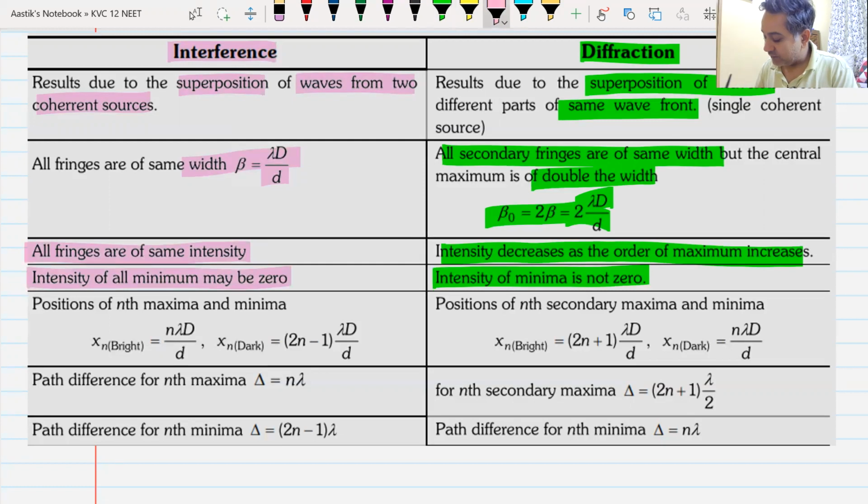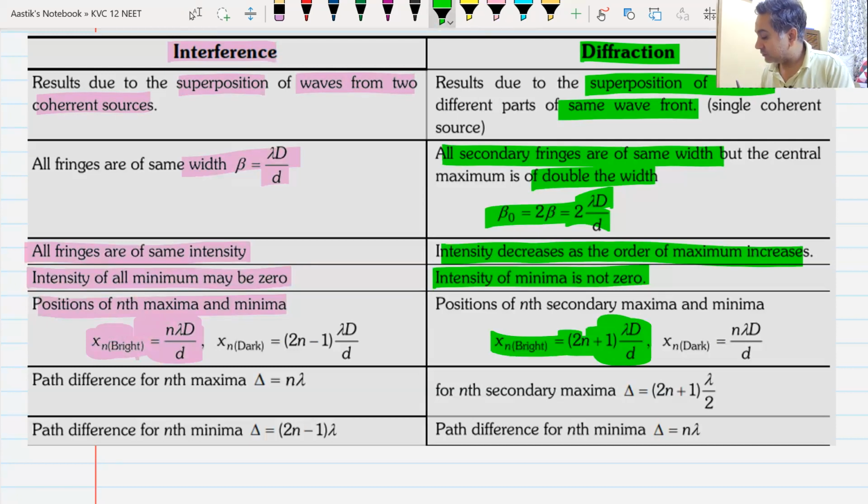Then the position of the nth maxima and minima. Position of maxima is n lambda D by d. Here it is 2n plus 1. And they have forgotten to write 2, I guess, so you'll have to write 2.